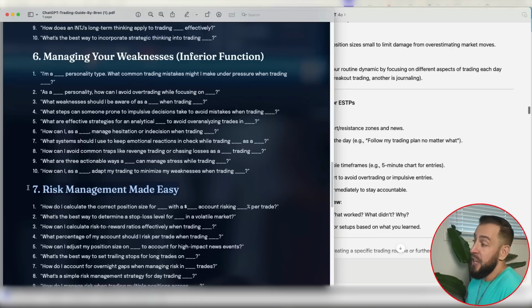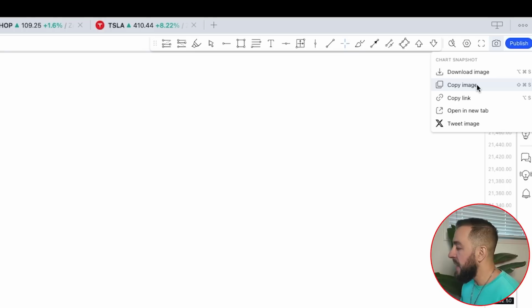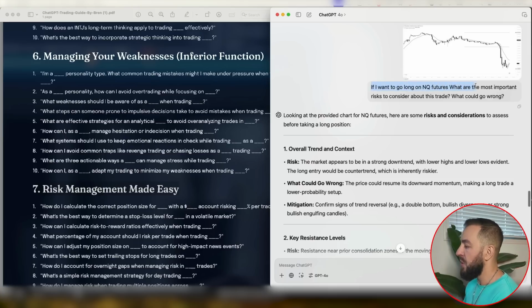For example, let's say you're planning to go long on the NASDAQ futures. Instead of just assuming that this will be a solid trade because you're optimistic and it's just gonna go up, pause for a second and use ChatGPT to help balance that perspective and make it better. So just grab the chart and the time frame you wanna trade, copy the image, paste that chart. I want to go long on NQ futures. What are the most important risks to consider about this trade?